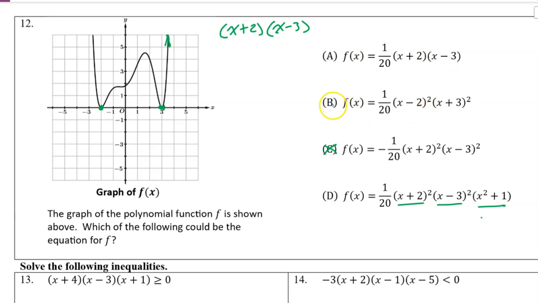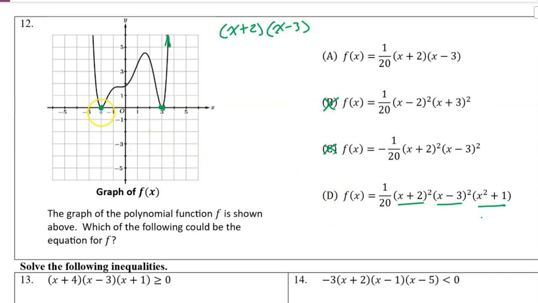I'm going to eliminate B now, because this has x minus 2 and x plus 3. That's wrong. Those would give us the wrong zeros. So we've narrowed it down to either A or D. So now let's use the multiplicity to make the final choice.